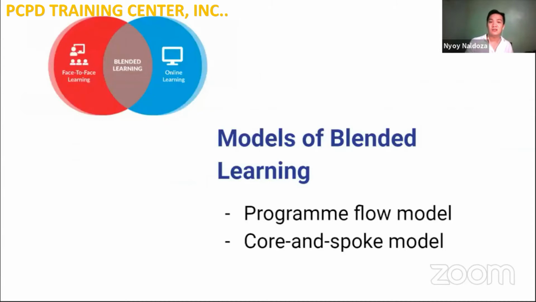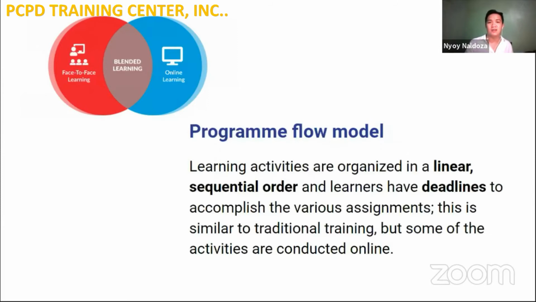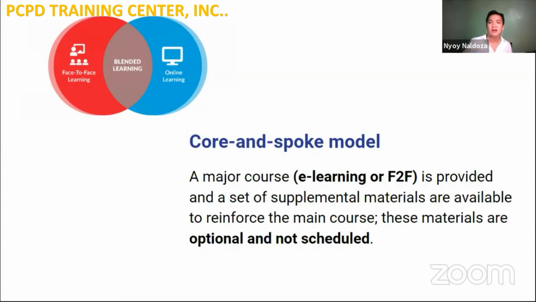So there are two models of blended learning. It can be a program flow, it can be a core and spoke model. So pag program flow, it's a linear sequential order wherein students have deadlines to accomplish, okay, but the activities are being conducted online. So it's program flow. Parang it's highly structured in an online platform na you need to submit this activity on a given schedule. That's program flow. If it's core and spoke model, it provides a set.